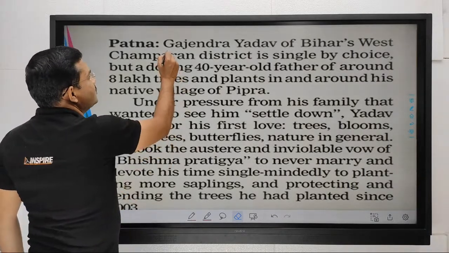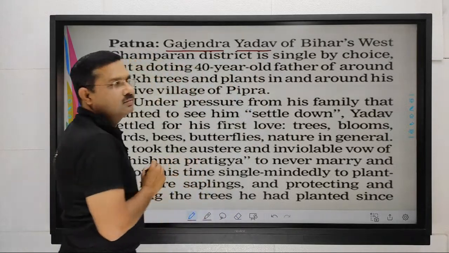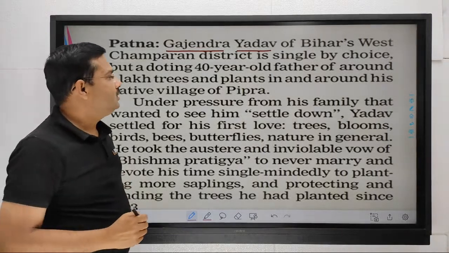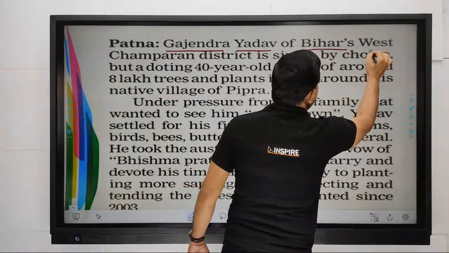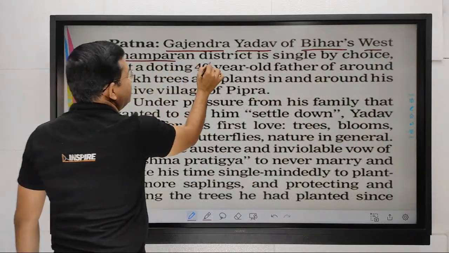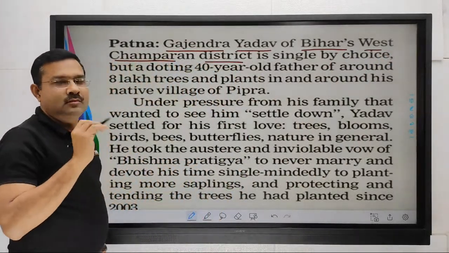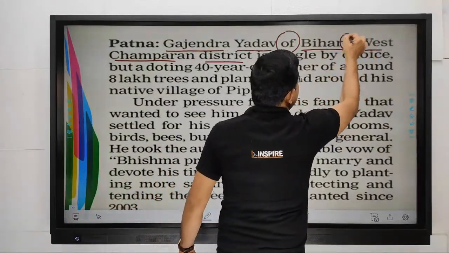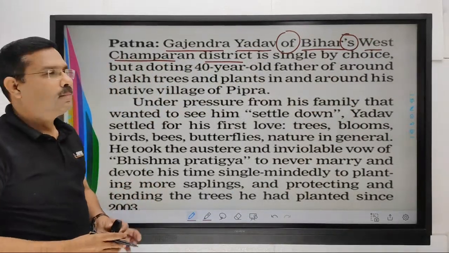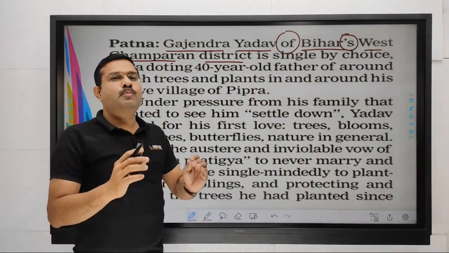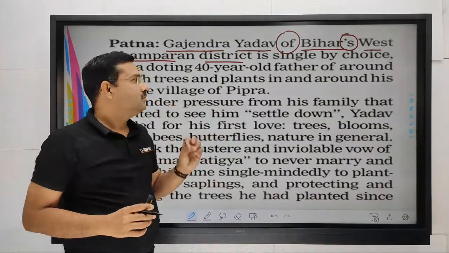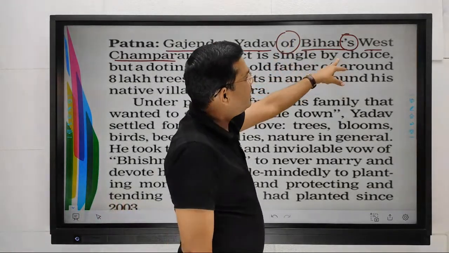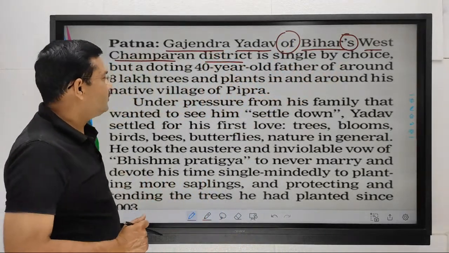Fine. So Gajendra Yadav. Who? Gajendra Yadav of Bihar's West Champaran district. See, here we used of and here we used apostrophe s. Whenever we need to put two apostrophes, then first time we use of and second time we use apostrophe. How? What was the sentence?